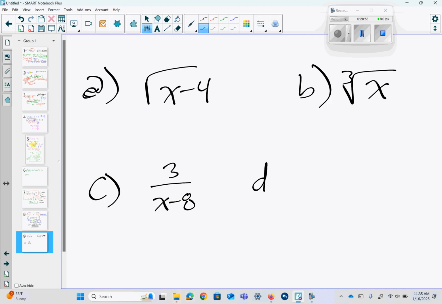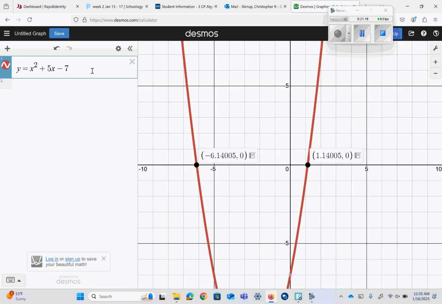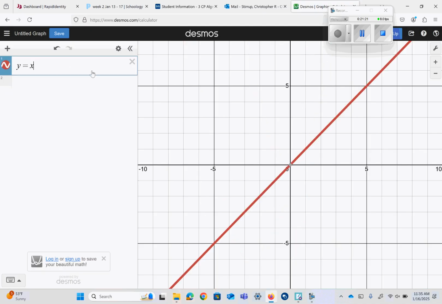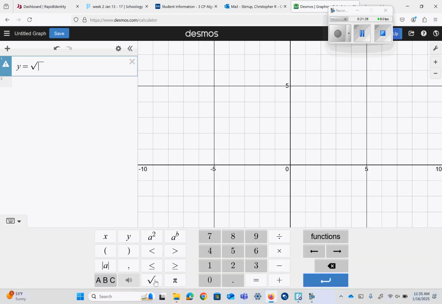Letter D, we have square root x squared minus 16. And then letter E, is that, what's the number on top? 2. 2 over what? X squared minus 1, 9? Yes. Cool. All right, so we're going to use Desmos to get our domains for each of these. So the first one, square root x to the 4th. So the nice thing on Desmos, if you go down to your keypad, it has an awful lot of stuff. So I find the square root, and I have x minus 4.